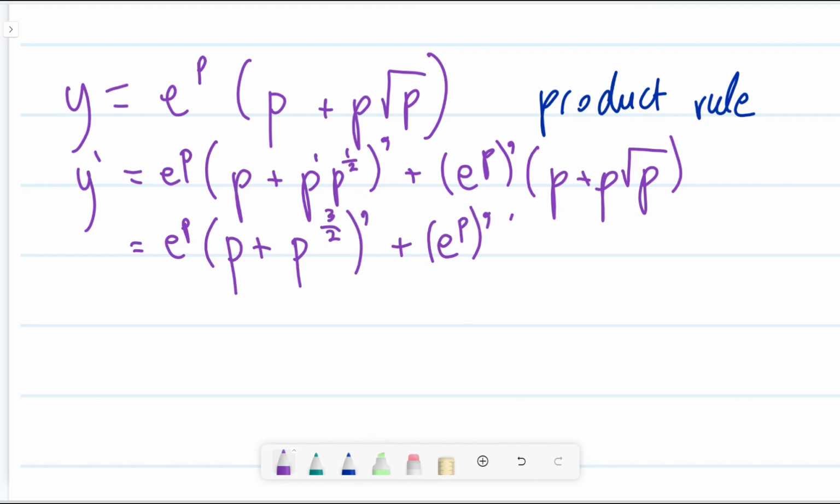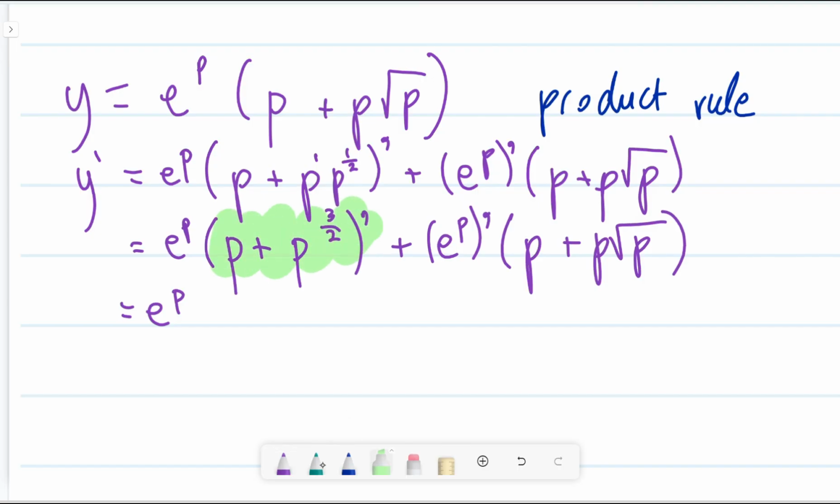plus the derivative of e to the power of p, times (p plus p square root of p), which is equal to e to the power of p. Now what is the derivative of p plus p to the power of 3 halves? So first of all, the derivative of p to the power of 1, again I drop the power, I do p to the power of 1 minus 1, which is p to the power of 0, which is 1. And now for p to the power of 3 halves, I drop the power and I do p to the power of 3 halves minus 1, which gives half.